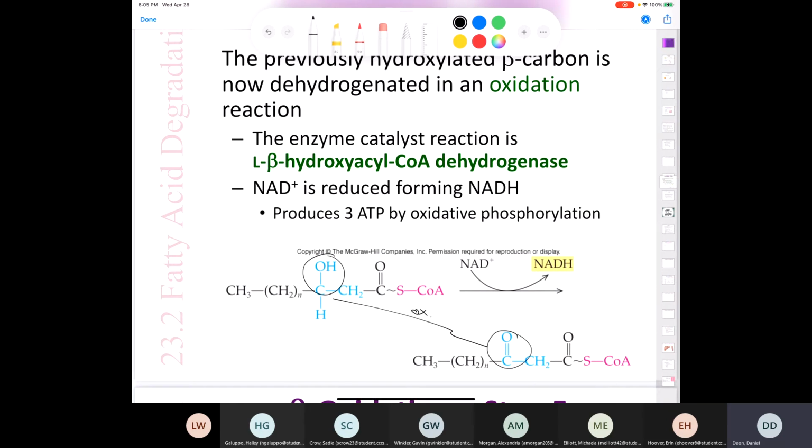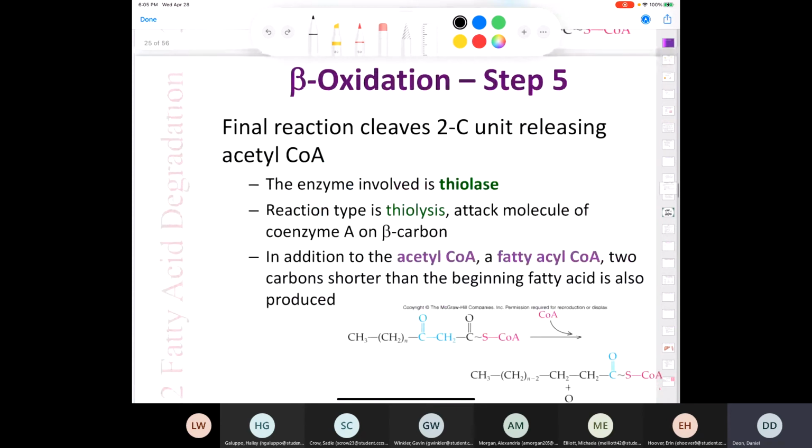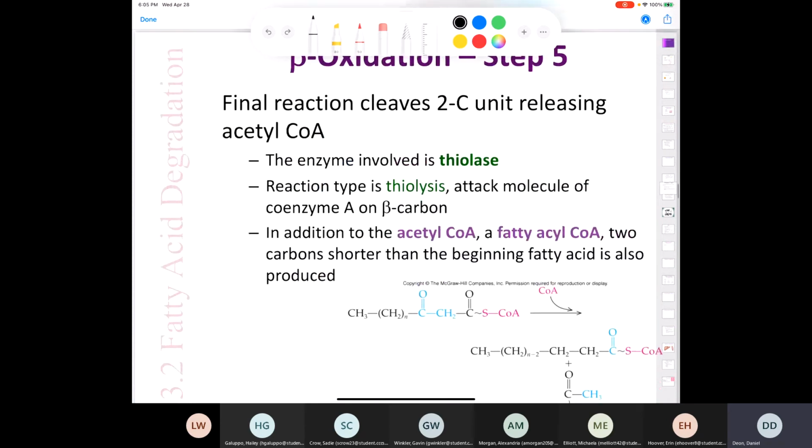Well, if we have oxidation, then we have to have reduction occurring as well. And when this oxidation occurs, we have the NAD plus being reduced to NADH. And you know that every NADH molecule has the value of 3 ATPs. Okay? Well, we've already made it to the last step.